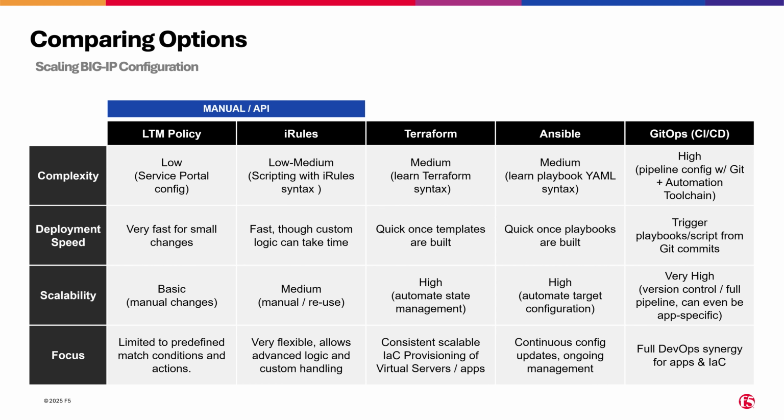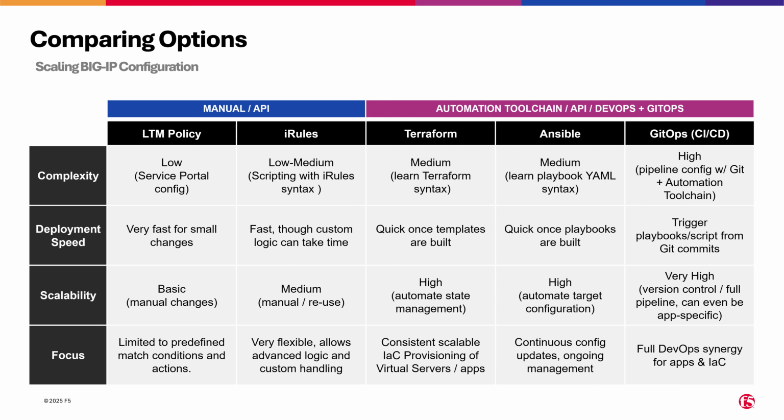iRules add more flexibility for teams who need custom logic. While iRules do require some scripting, they're not overly complex and allow for real-time traffic modifications, like routing based on device type or user behavior. They offer faster deployment compared to full automation tools, but can become harder to manage at scale. As environments grow, iRules benefit from version control and automated testing to prevent mistakes. They're ideal for medium-sized deployments where unique traffic conditions must be handled manually or semi-automatically.